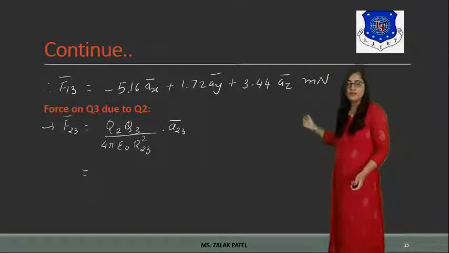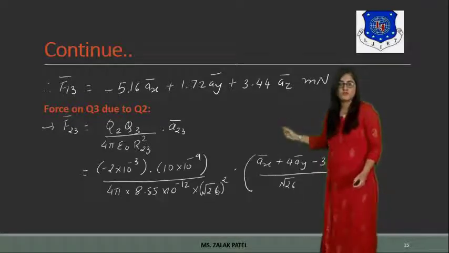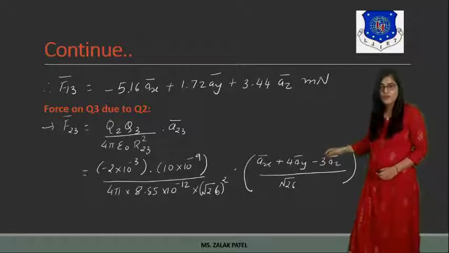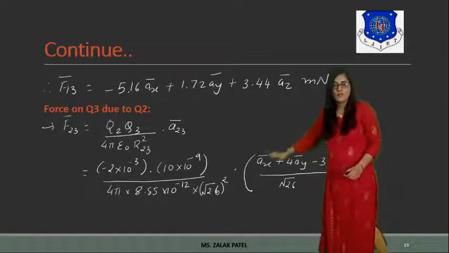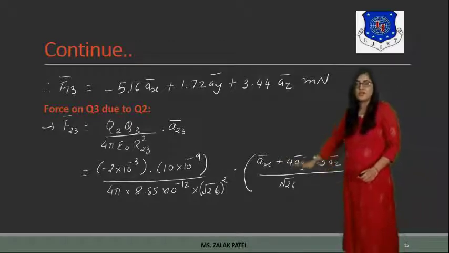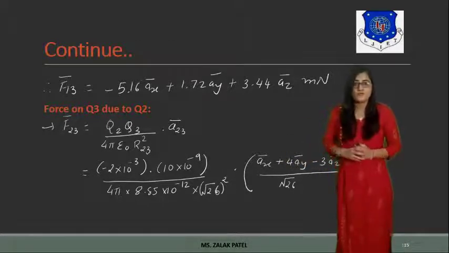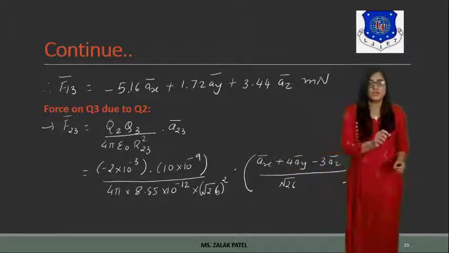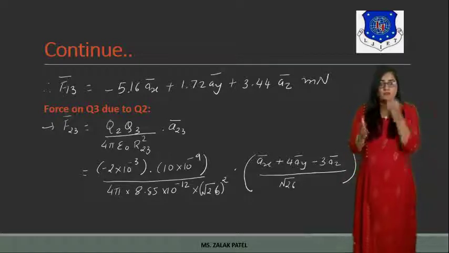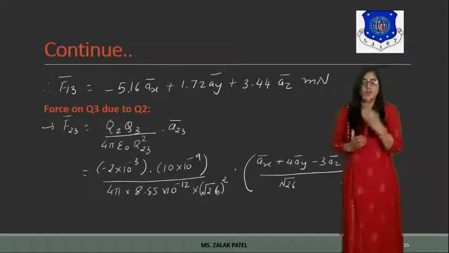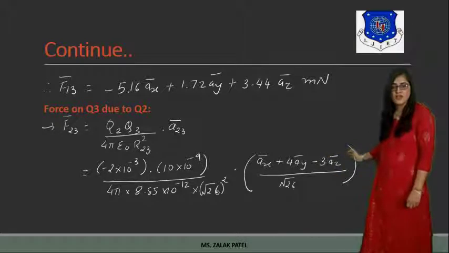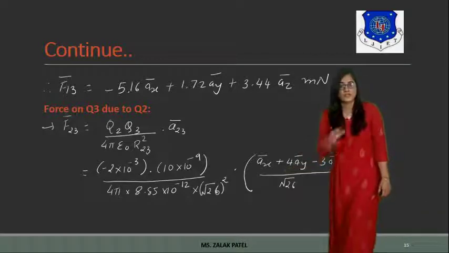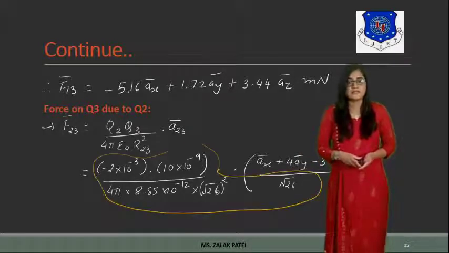So let's put in the values of each component. Q2 is minus 2 millicoulomb, Q3 is 10 nanocoulomb, upon 4 pi epsilon 0 into R23 square, the magnitude of distance, meaning root 26 square, into A23. A23 means the unit vector from 2 to 3, meaning 3 minus 2, so it will be ax plus 4ay minus 3az upon root 26. Root 26 is the magnitude.